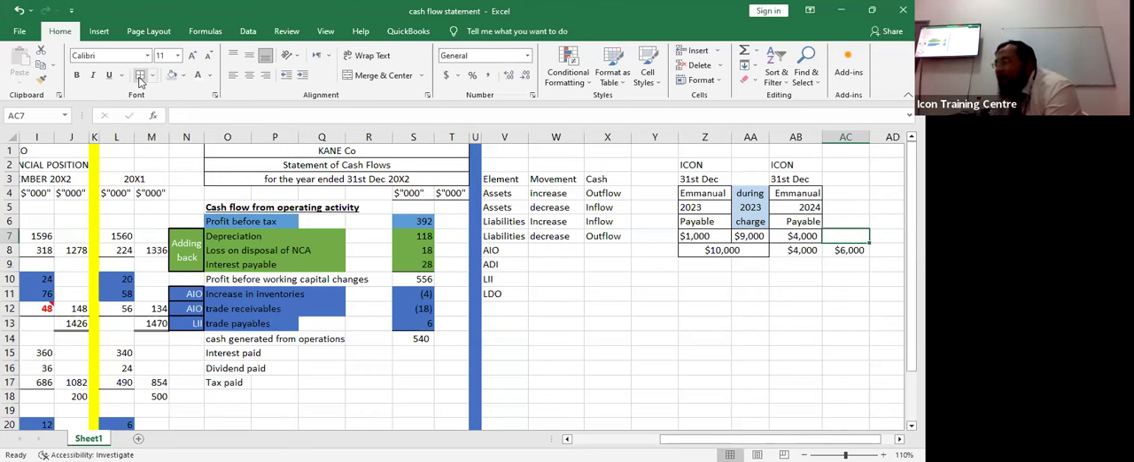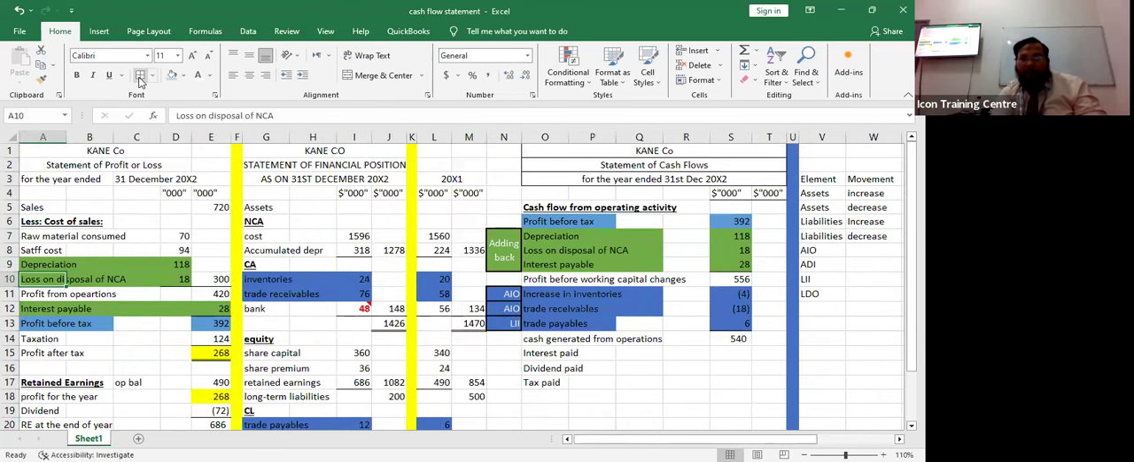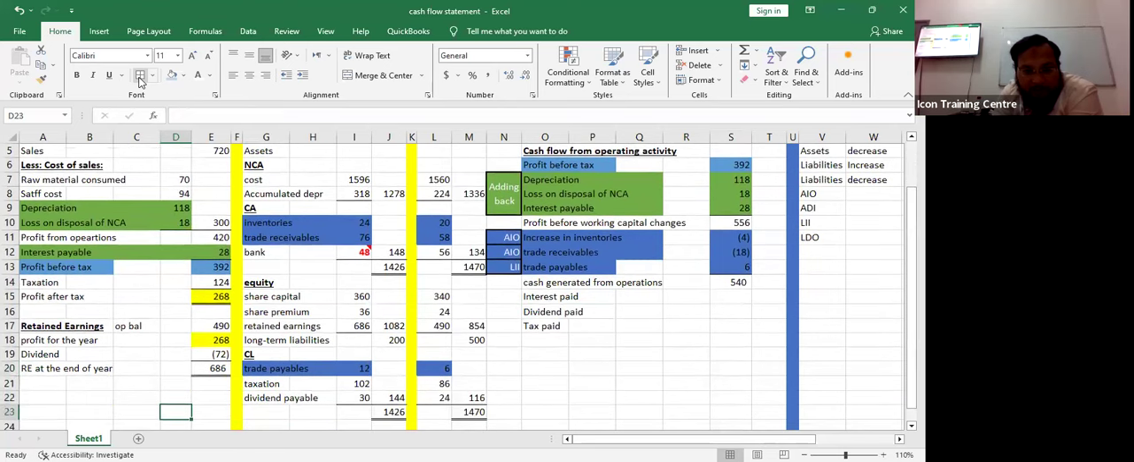Okay, very simple. Do you understand, my brother? If you understand this scenario, then come here. Now we have interest paid. Interest paid, right? Yes. Okay. Now where is interest payable, by the way? It is in the current liability. Can you see here interest payable? There is no interest payable.